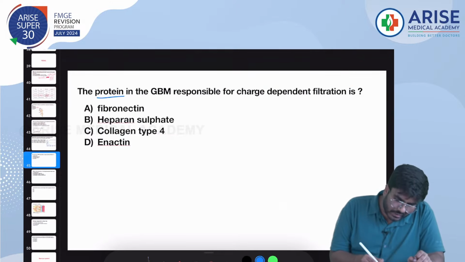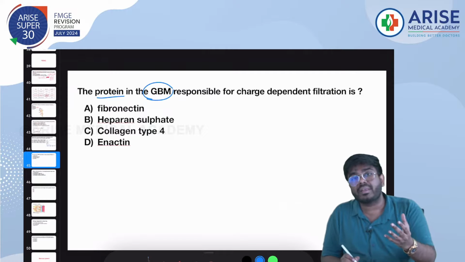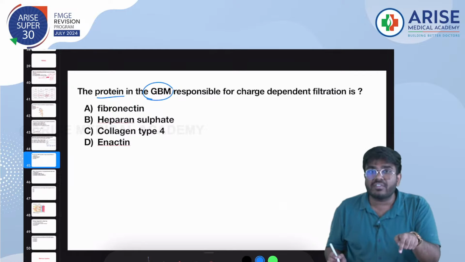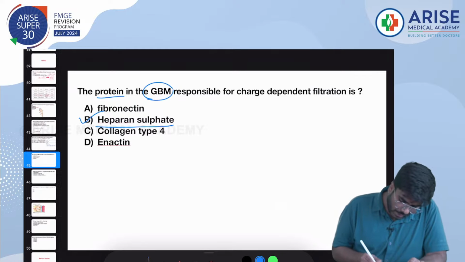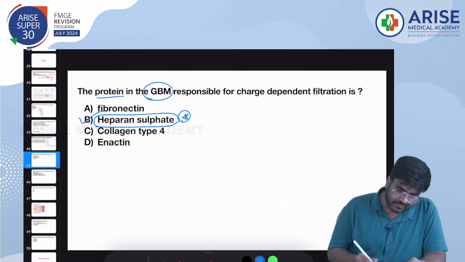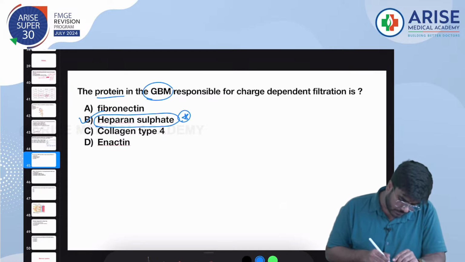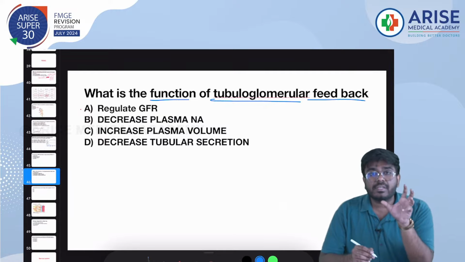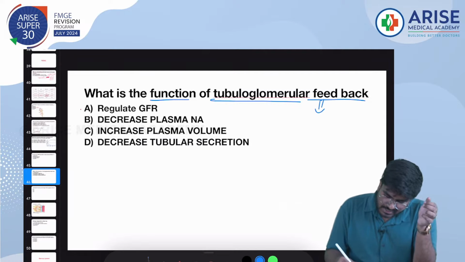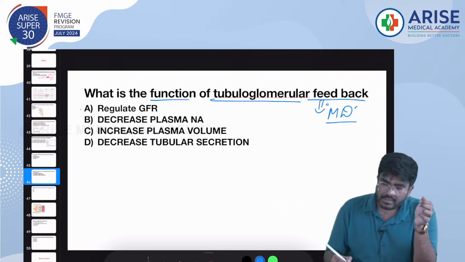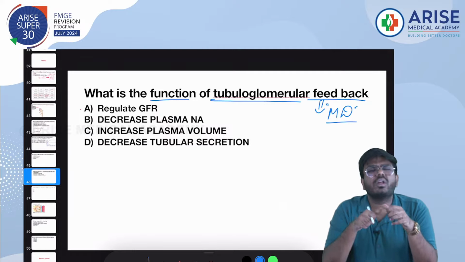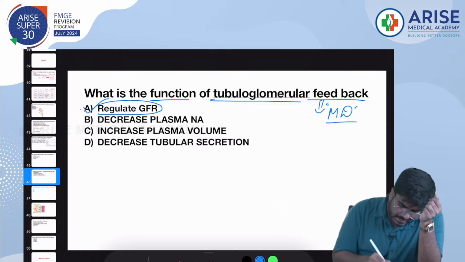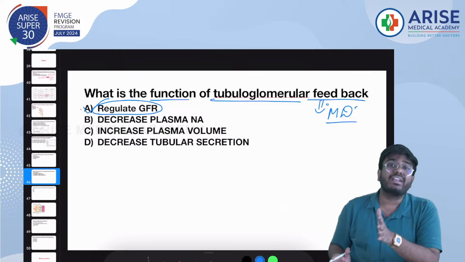Now, the glomerular basement membrane has a negative charge. That negative charge of the glomerular basement membrane is due to the presence of which protein? It is due to heparan sulfate. Due to the presence of this heparan sulfate, the glomerular basement membrane is going to have negative charge. What is the function of tubuloglomerular feedback? There is something called tubuloglomerular feedback, which is given by the macula densa. What is the role of this tubuloglomerular feedback? It is to regulate the GFR, to maintain the GFR in the normal range.